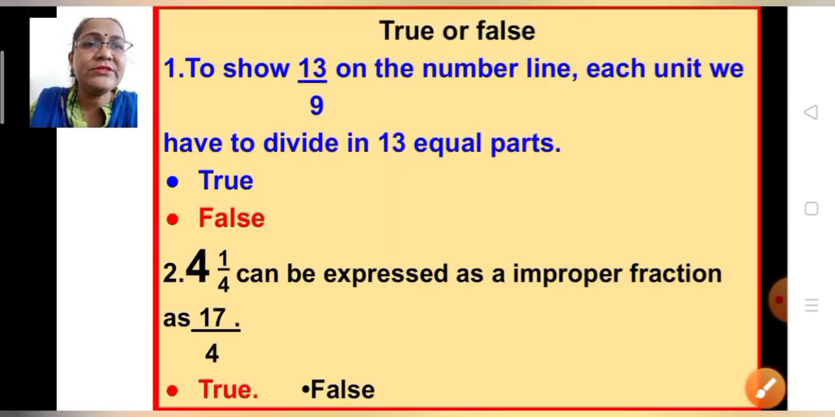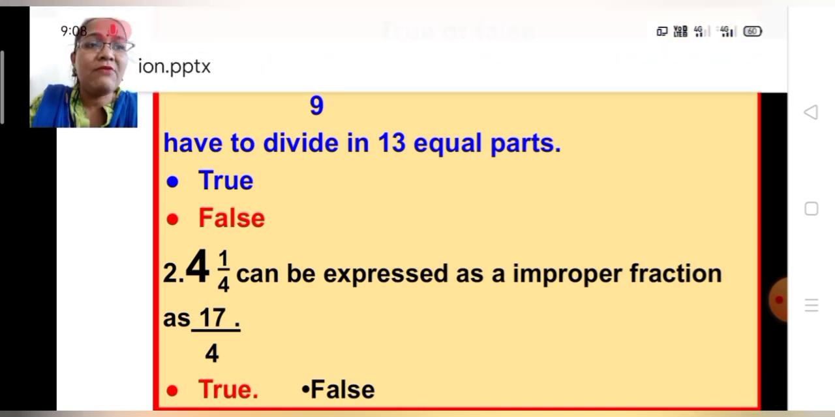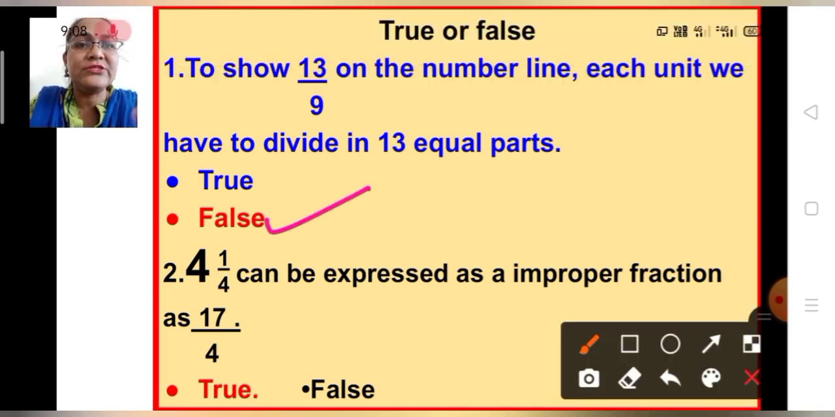Next type of question is true or false type of question. And this first one, to show 13 by 9 on number line, each unit we have to divide in 13 equal parts. See children, to divide each unit on a number line, we need to divide by the number of the denominator, and your denominator is 9. So we need to divide the unit on the number line in 9 parts, and here in the statement it is mentioned 13. So our statement is false.